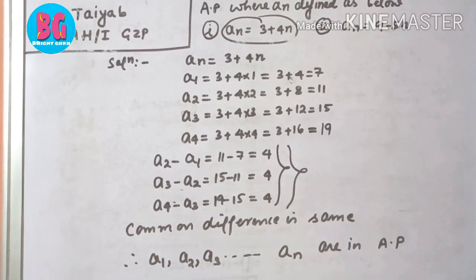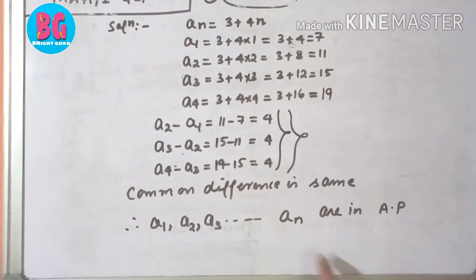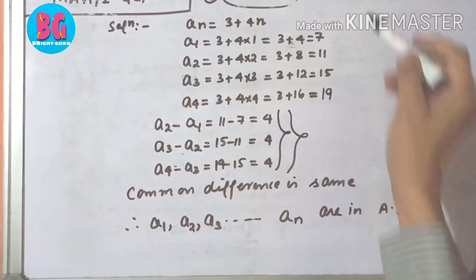So we can say that a1, a2, a3, ..., an are in AP. Similarly we can solve the question.